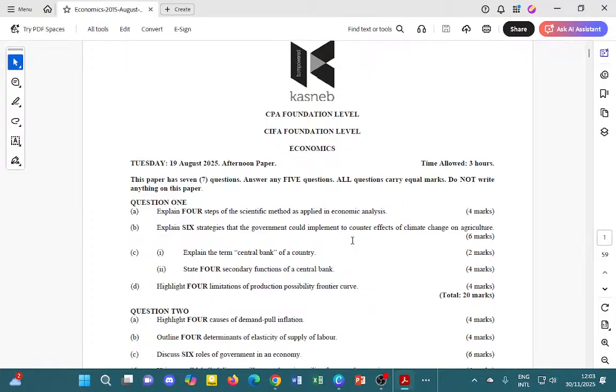So first, what I want to do is to look at question 1. We are told the first instruction: this paper has 7 questions. Answer any 5 questions, and all questions carry equal marks. Do not write anything on this paper. And so question 1 is: explain 4 steps of the scientific method as applied in economic analysis.